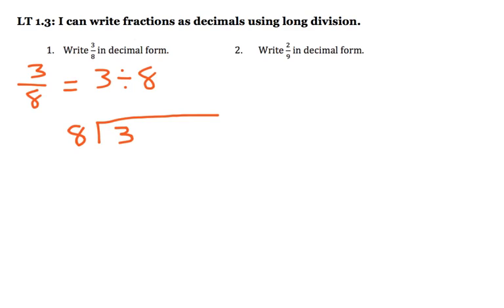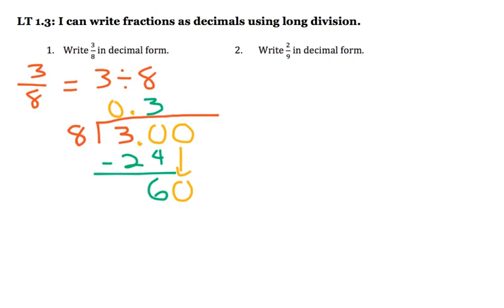And obviously 8 doesn't go into 3, so to start off right here, we're going to need to add a decimal point and a 0 in the tenths place. I'm going to bring up the decimal point, and you can even put a 0 in front here. And now I know that 8 goes into 30 3 times, and then 8 times 3 is 24, which gives me a remainder of 6. So I see that this is going to go on. So I'm going to go ahead and add a 0 to the hundredths place and bring that down.